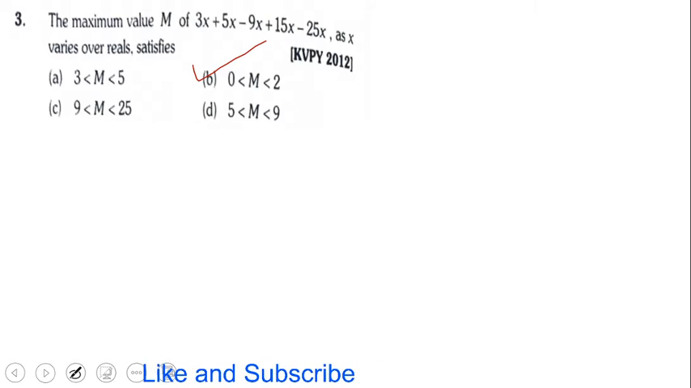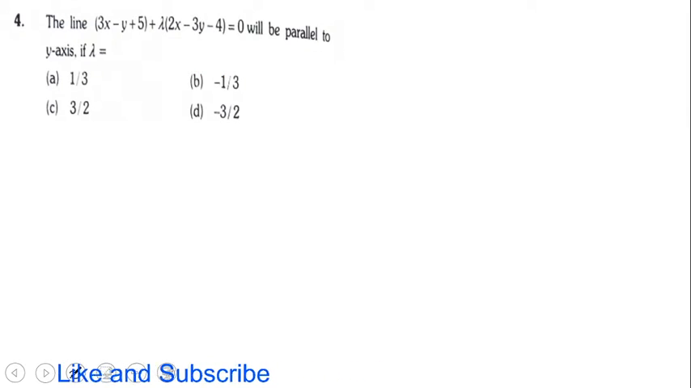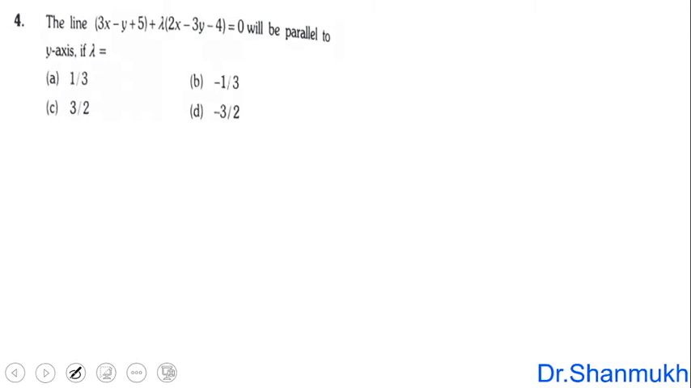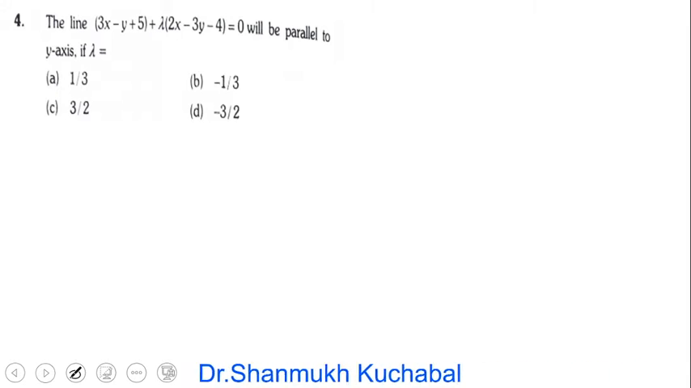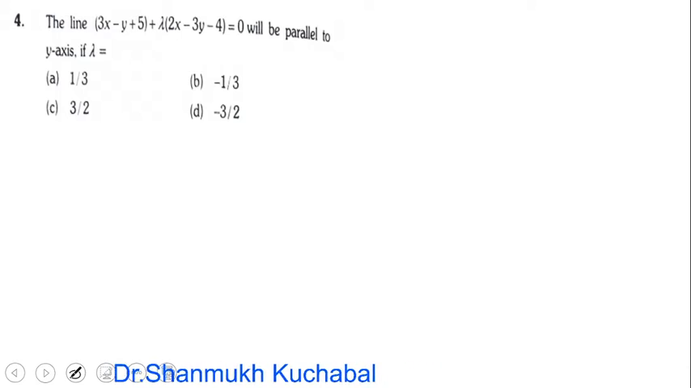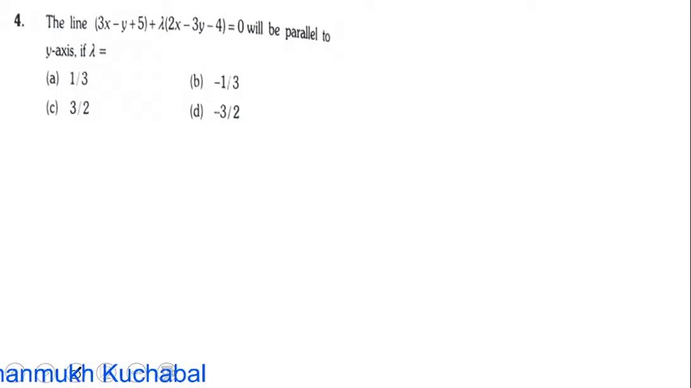Okay, we'll move to the next example. Example number 4. It is given that the line 3x minus y plus 5 plus lambda times (2x minus 3y minus 4) equal to 0 will be parallel to the y axis. Then we have to calculate the value of lambda here. Okay, so in this it is given that the given line can be written in the form here.